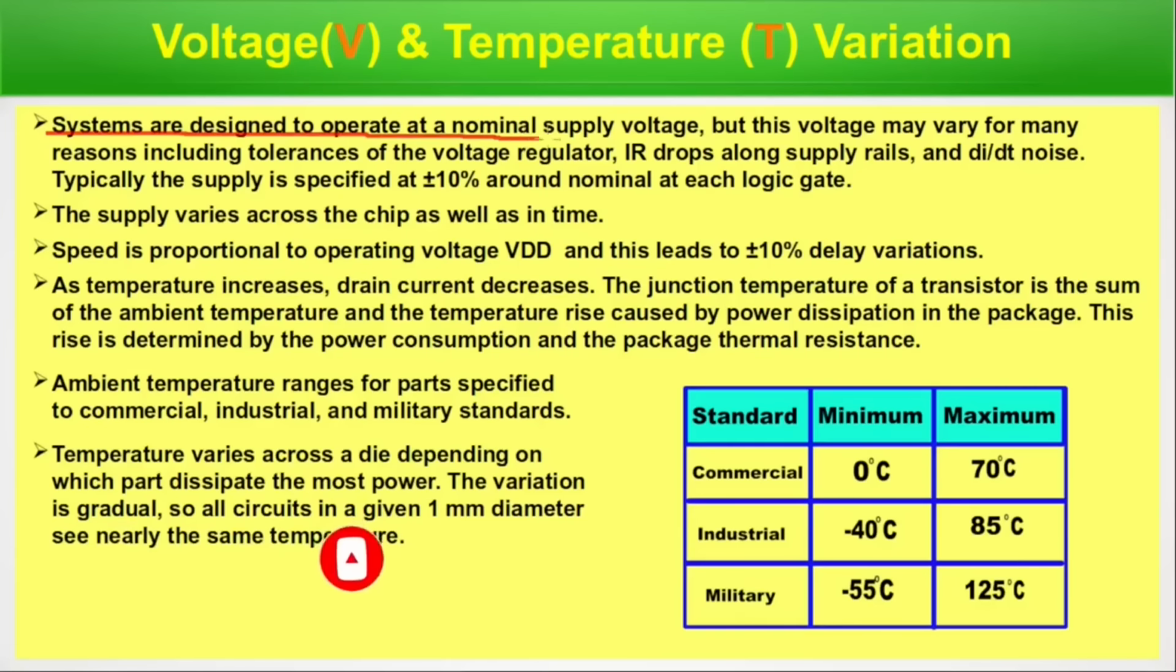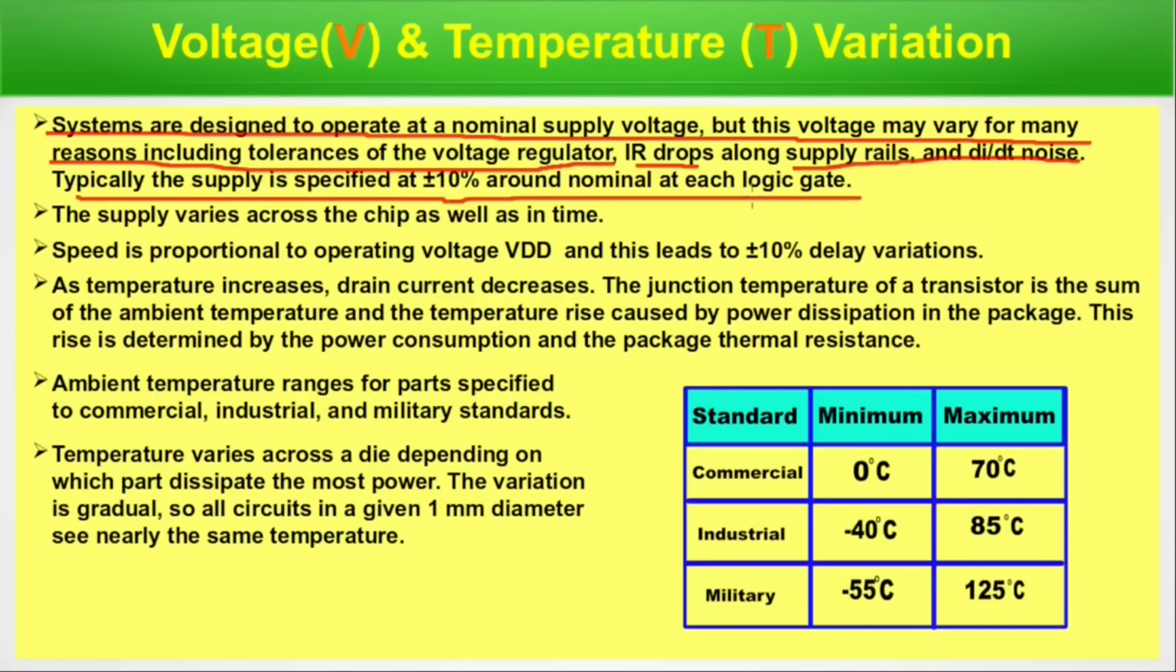Systems are designed to operate at nominal supply voltage, but this voltage may vary for many reasons, including tolerance of the voltage regulator, IR drops along supply rails, and di/dt noise. Typically, the supply is specified at plus or minus 10% around nominal at each logic gate. In the case of supply voltage, it's defined like 5 volts plus or minus 10%. The supply varies across the chip as well as in time.